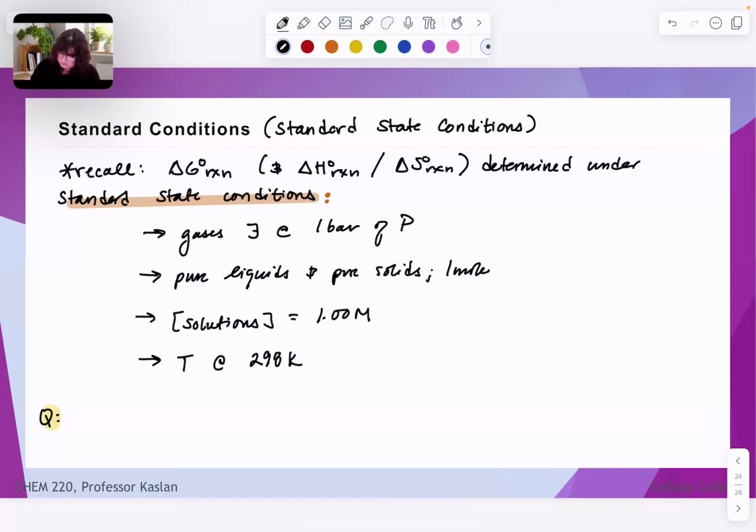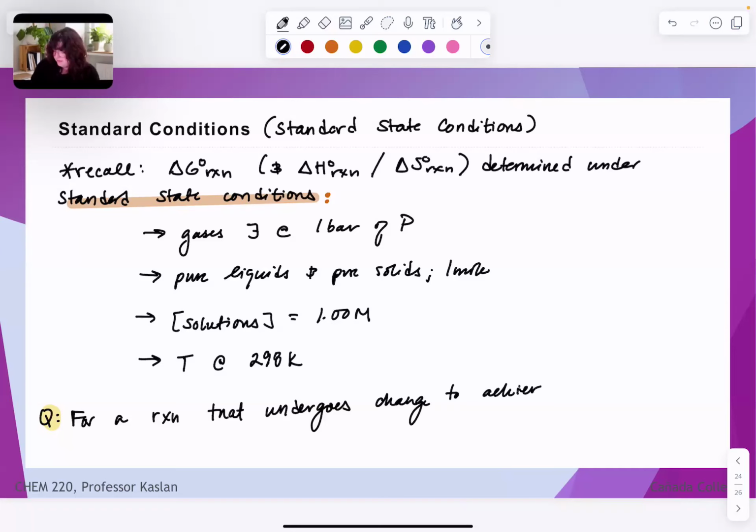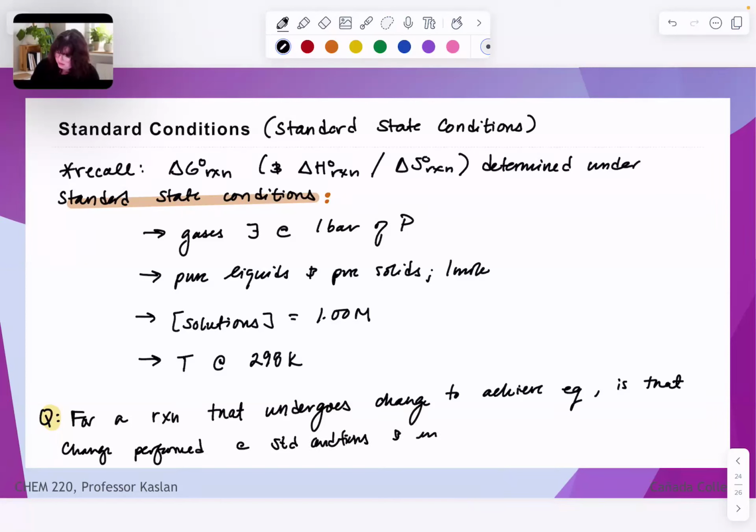So question, for a reaction that undergoes some kind of change to achieve equilibrium, is that change performed at standard state or standard conditions and in our standard states?